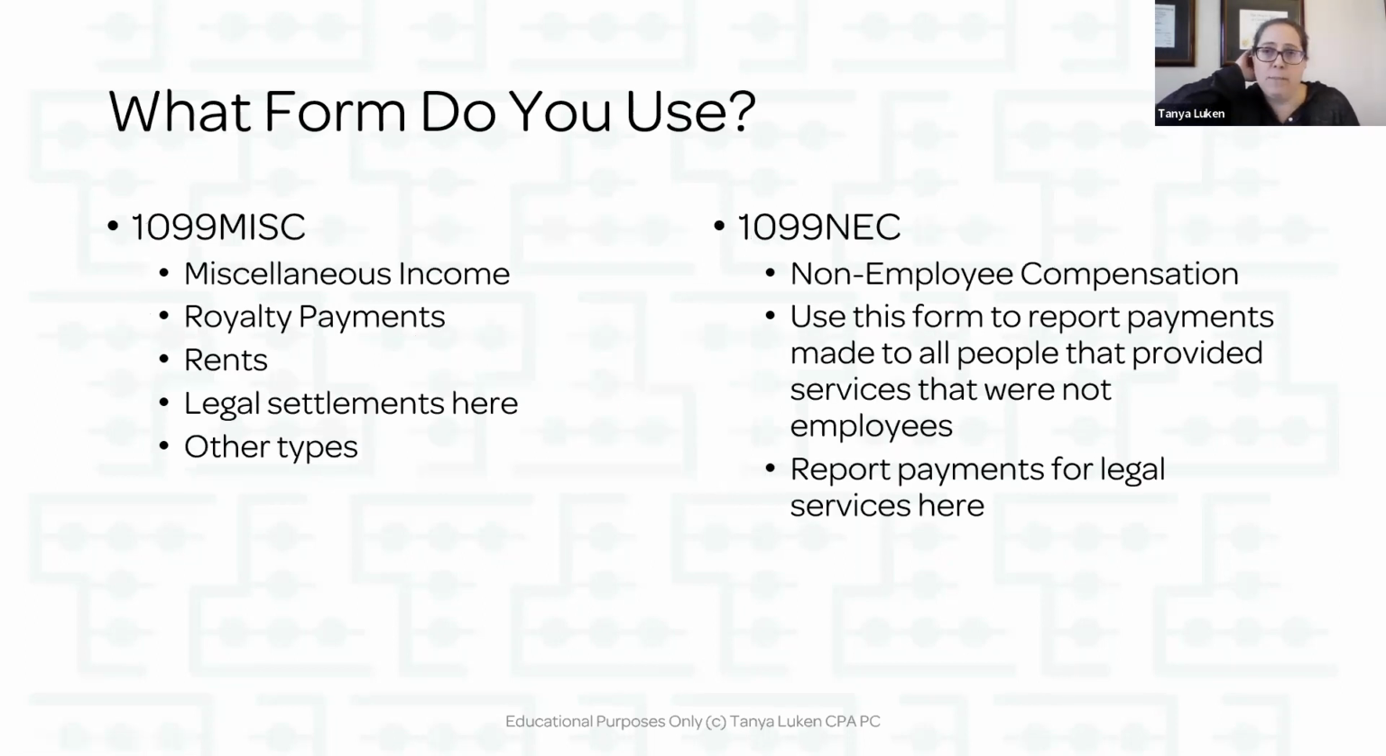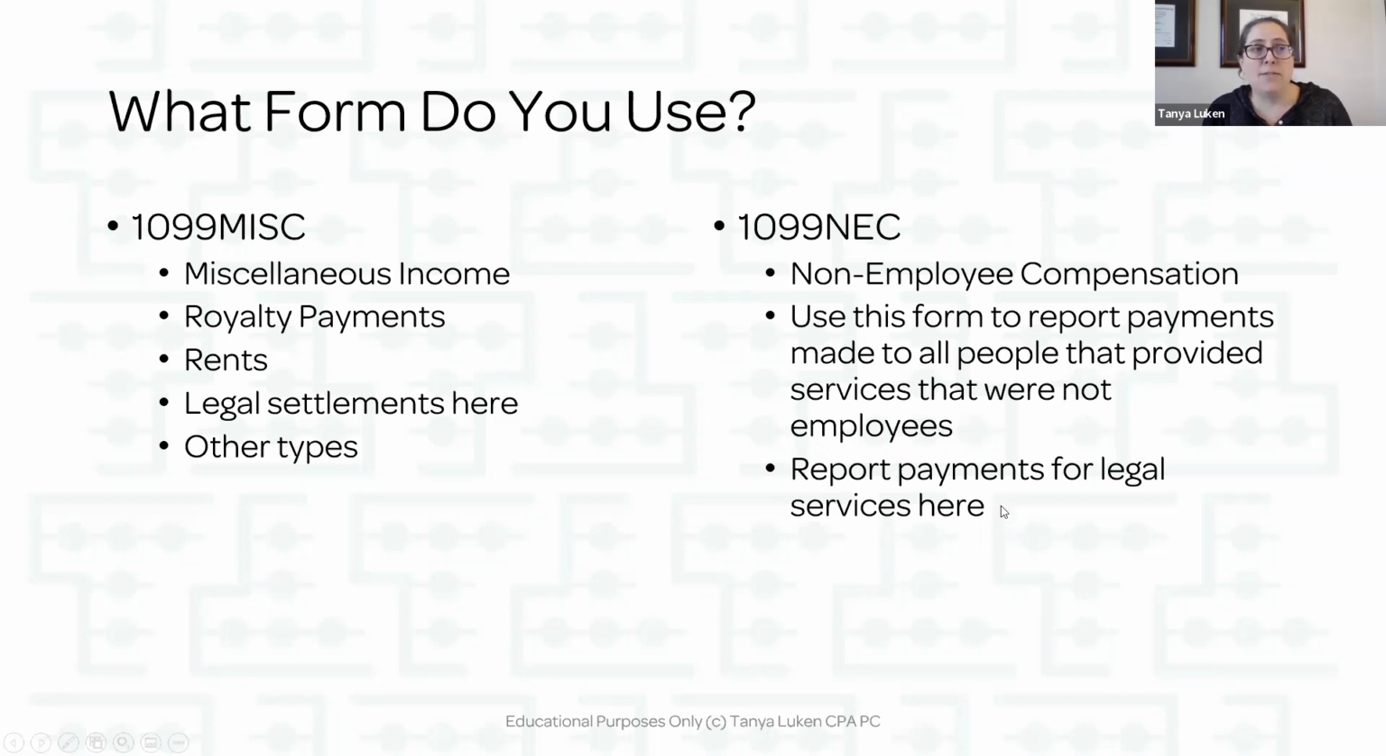So there's 2 types of 1099 forms. One of them is a 1099 miscellaneous. One of them is a 1099 NEC, which stands for non-employee compensation. So you report miscellaneous income, royalty payments, rents, legal settlements, and random other types of expenses here. Your non-employee compensation is for all payments made to people that provided services that were not employees.